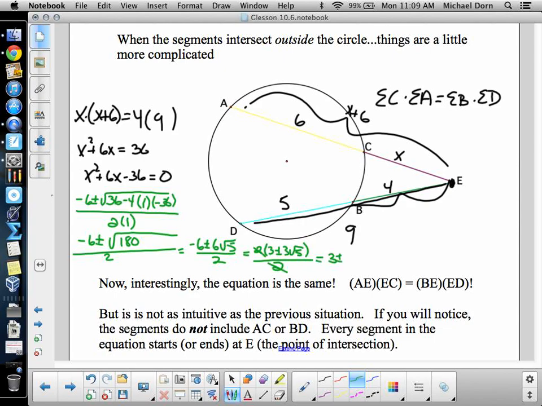So that's 3 plus or minus 3 root 5. And it's going to be the plus because the minus is going to give me a negative length, which wouldn't make any sense. So this length here is 3 plus 3 times the square root of 5.